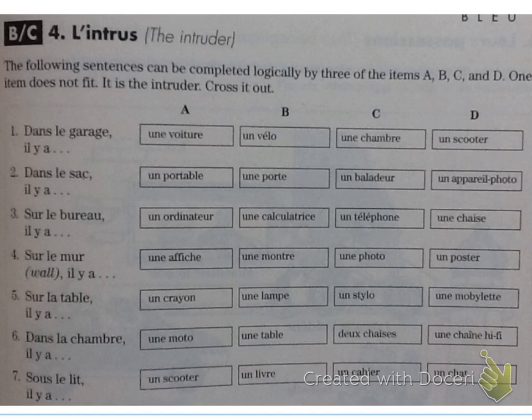So number 1, dans le garage il y a. So in the garage there is, well, une voiture, that's a car. Un vélo, that's a bike. Une chambre is a bedroom. And un scooter is a scooter. So the thing that really doesn't belong is une chambre in the garage. So you're going to cross one out in each of these.